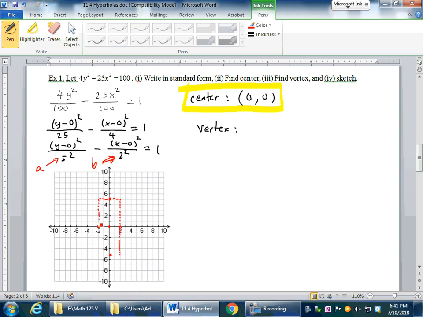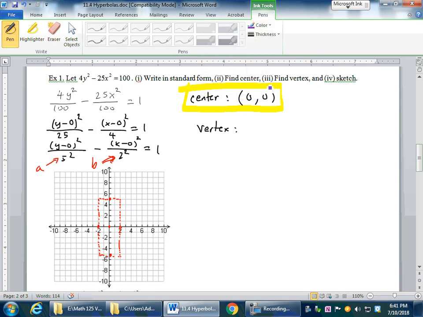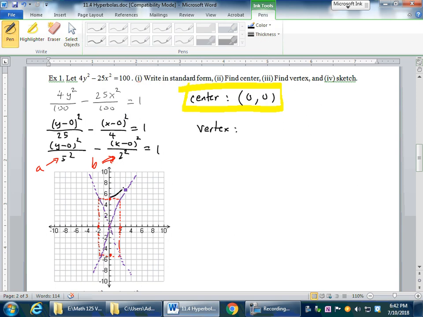Okay, here. This is how you're going to be drawing the rectangular box after you count your a and b. And once you're done with that, that's where you're going to be drawing the asymptotes that pass diagonally through the rectangular box and the center. Since y comes first, your orientation will be up and down, so my graph of the hyperbola will be right here, like this, up and down.